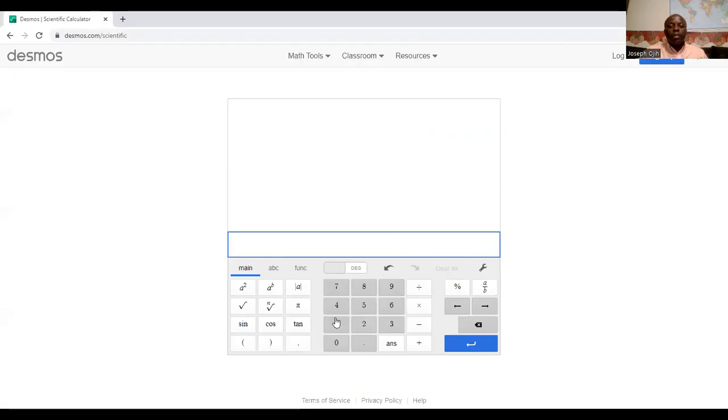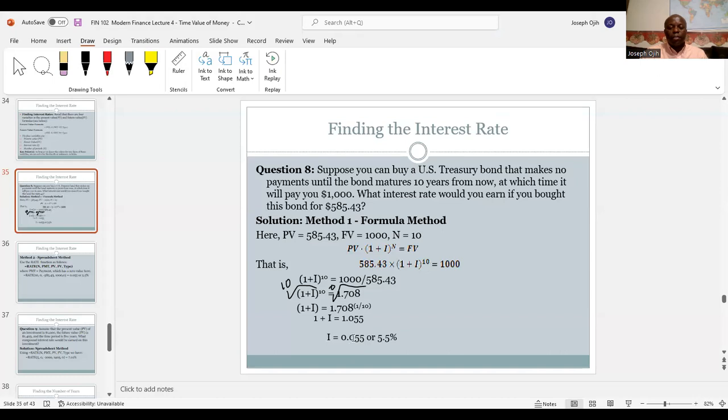1.055 minus 1 equals 0.055, which you can see here as 0.055. If you change it to percent, you get 5.5%. In other words, the interest rate you earn if you bought that Treasury bond for $585.43 and receive $1,000 is 5.5%. That is your rate of return.